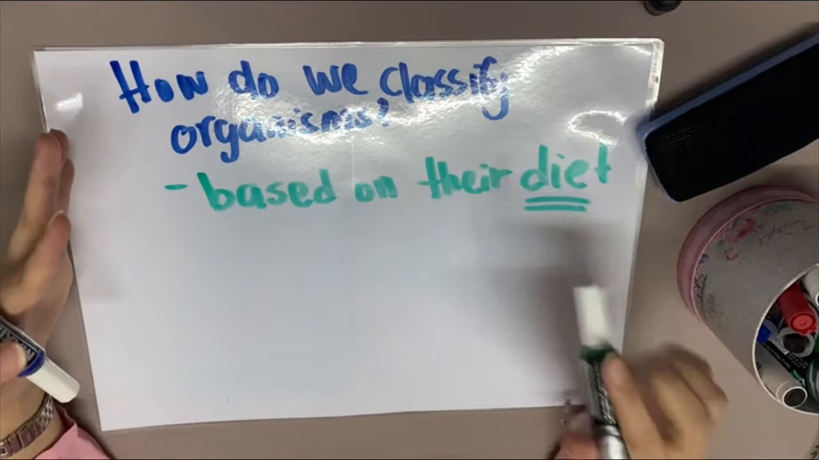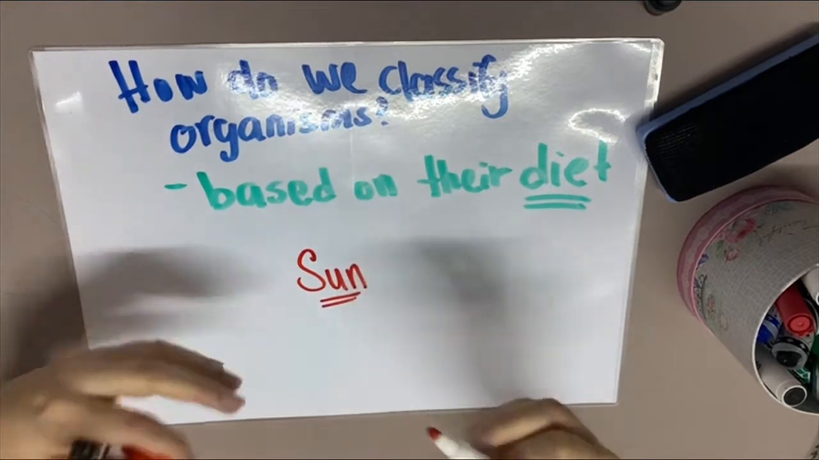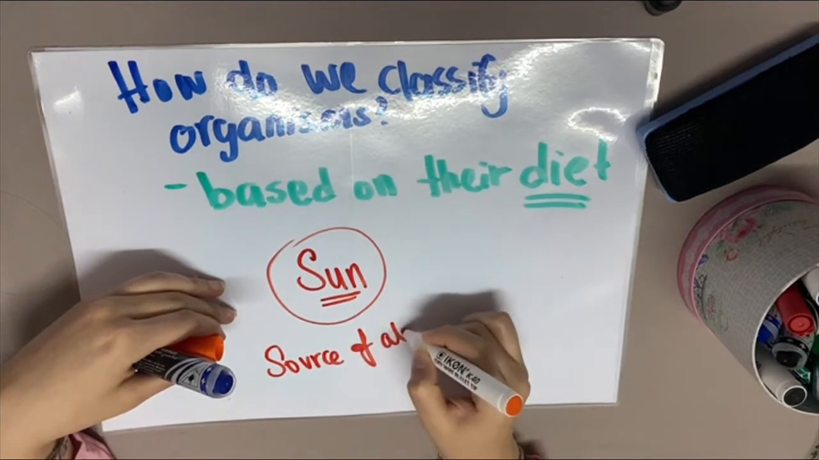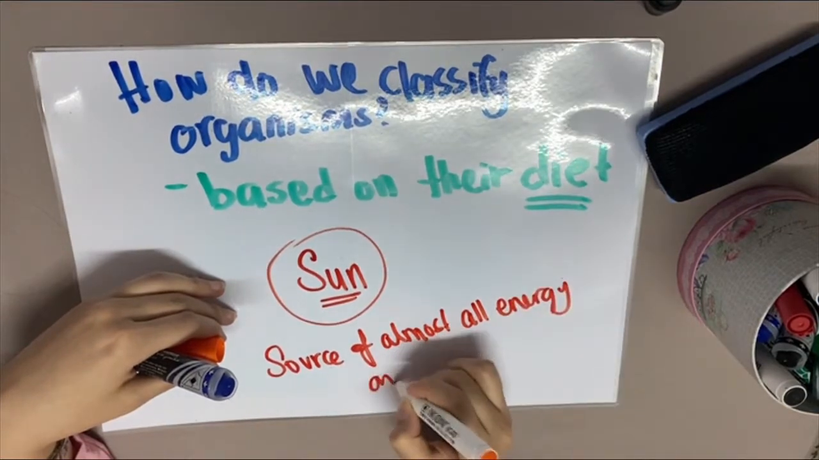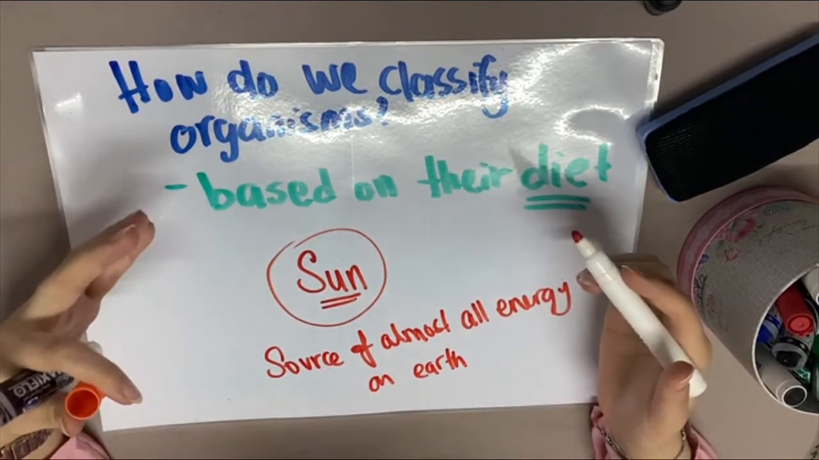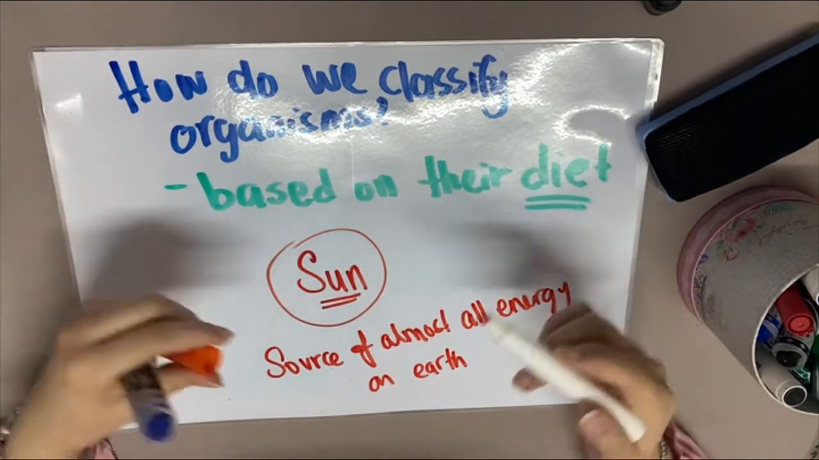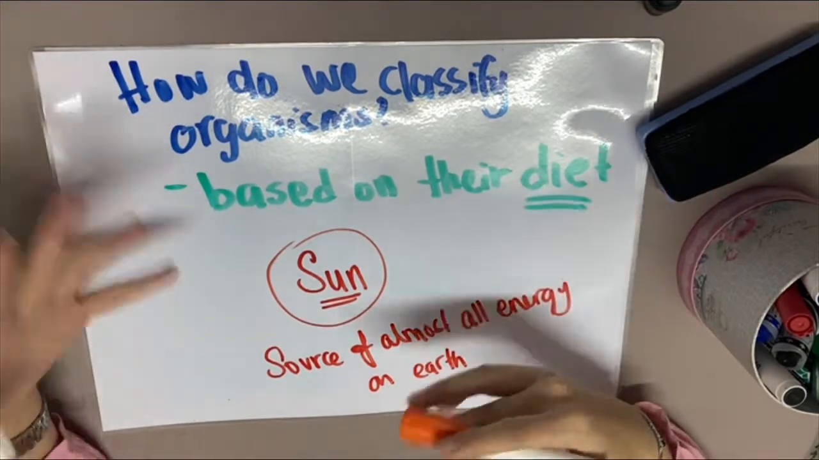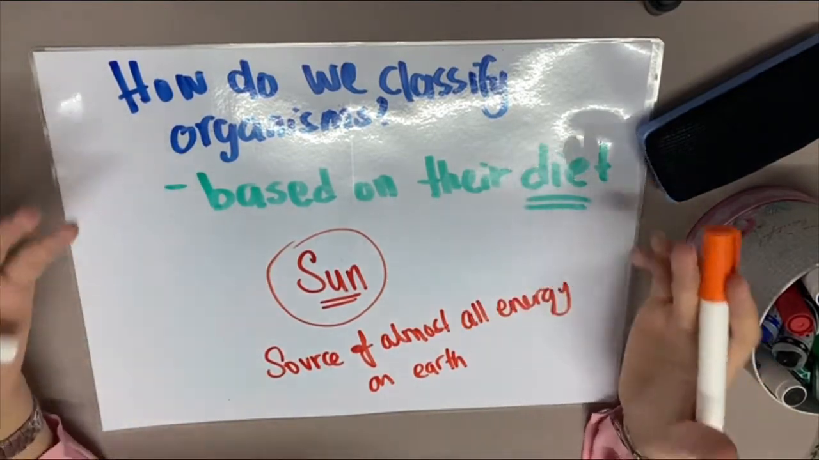Almost all energy that's on Earth comes from one place, the sun. Source of all energy on Earth. Okay, so some organisms can make their food using sunlight, while others capture energy from chemicals in the environment to make their food. And there are other organisms that cannot capture energy from chemicals nor sunlight. So what they do is they rely on organisms that can. So they obtain energy by eating it.